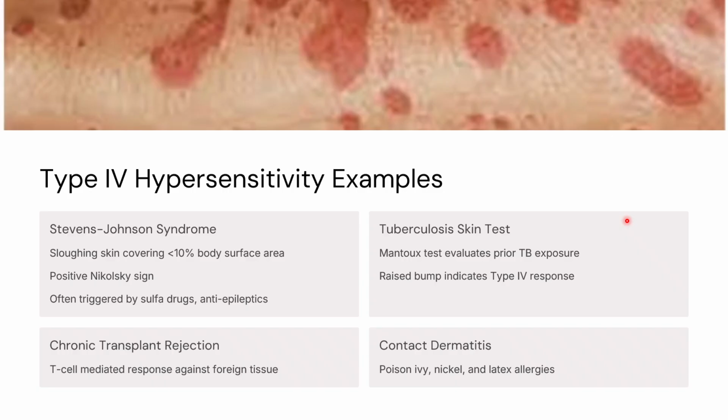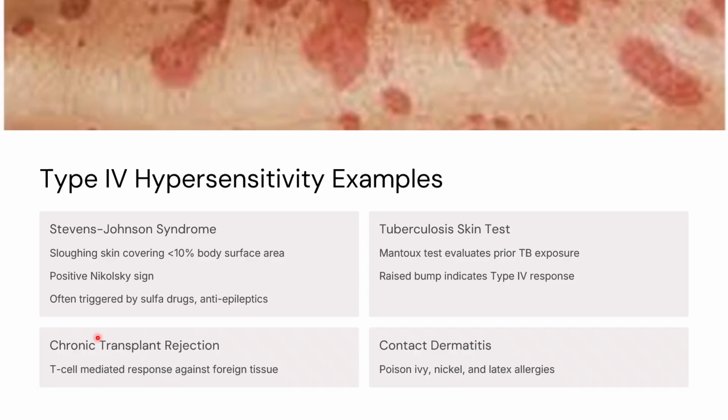That is when more than 30% of the skin surface is sloughed. That is known as toxic epidermal necrolysis. Less than 10% is SJS or Stevens-Johnson. More than 30% is toxic epidermal necrolysis. 10 to 30% is an overlap form, which is caused by sulfa drugs as well as anti-epileptics like lamotrigine. So Stevens-Johnson is one example of type 4 hypersensitivity.